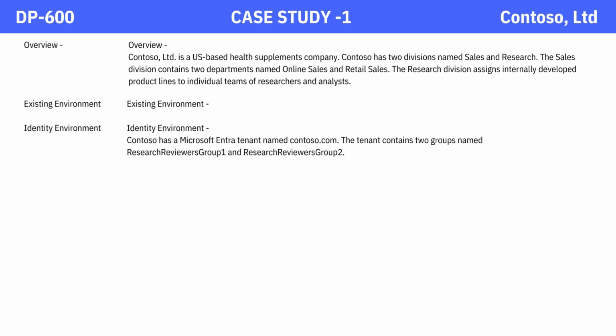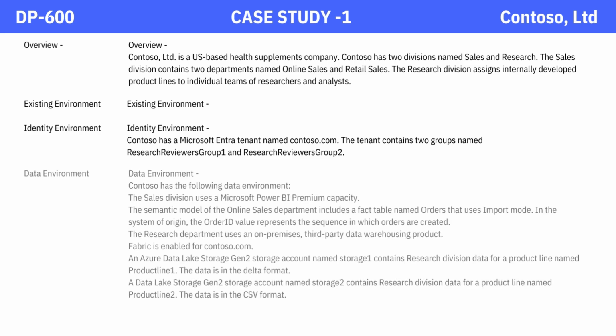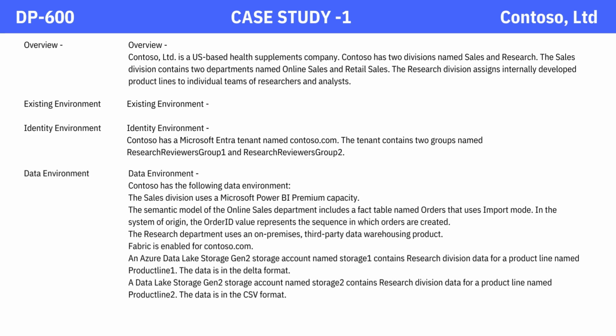Their existing environment says that Contoso has a Microsoft Entra tenant named Contoso.com. The tenant contains two groups named Research Reviewers Group 1 and Research Reviewers Group 2. Coming to the data environment, Contoso has the following. The Sales Division uses a Microsoft Power BI Premium capacity. The semantic model of the Online Sales department includes a fact table named Orders that uses Import mode. In the system of origin, the order ID value represents the sequence in which orders are created.